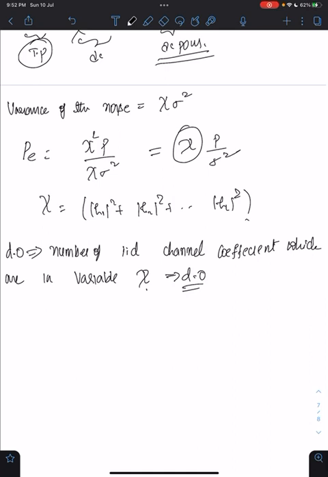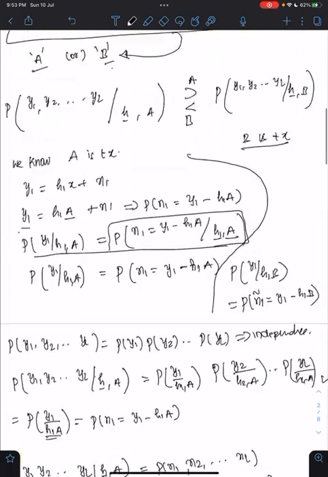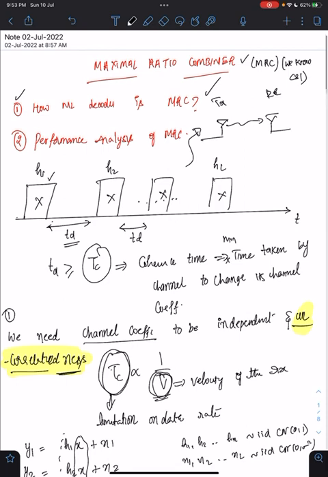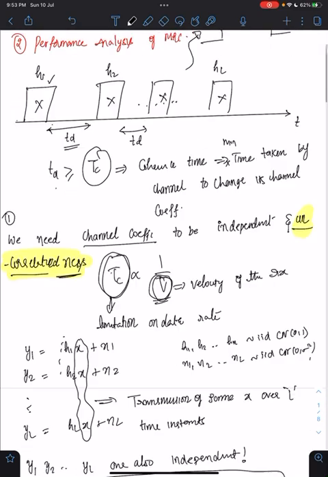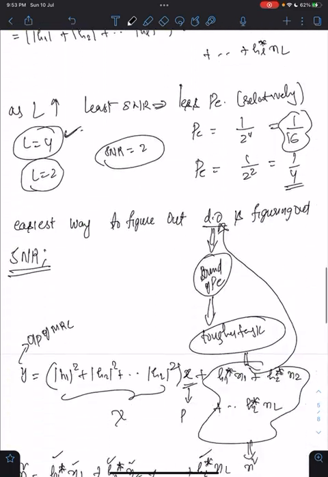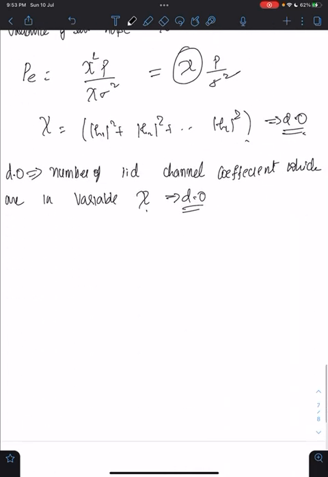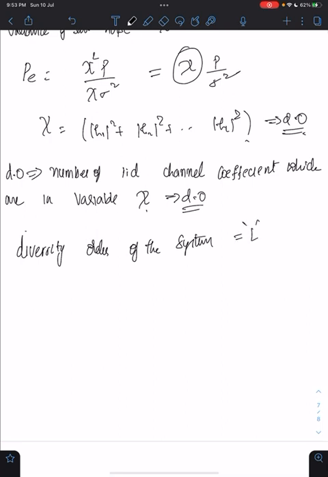So the number of IID random variables in the function chi is nothing but the diversity order of the system. We made sure in the beginning of the session that TD is greater than TC, so all the channel coefficients H1, H2, ..., HL are IID. So we are pretty sure that all the coefficients involved in the function chi are IID. So the diversity order of the system is L. All right, I'll try to give an intuition behind it.